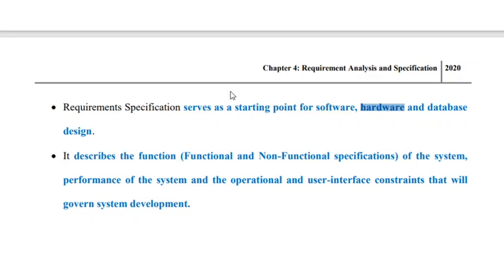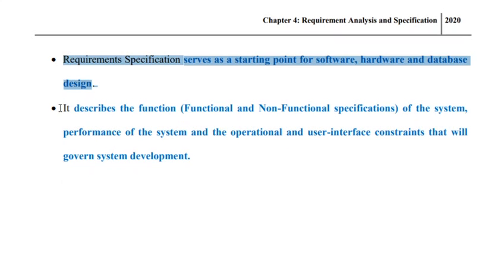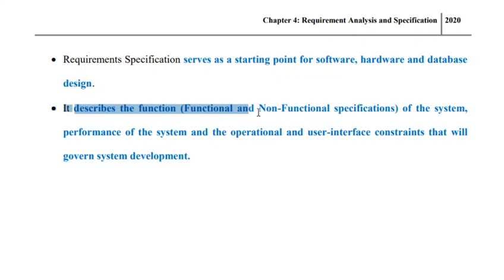There can be a tightly coupled hardware and software system, and there might be a generic system as well. So the requirement specification serves as a starting point for software, hardware, and database design. These three aspects are included in the case of a tightly coupled system. But in the case of a system capable of working with generic hardware, we have software and database design. So it describes the functional as well as non-functional aspects of the system.